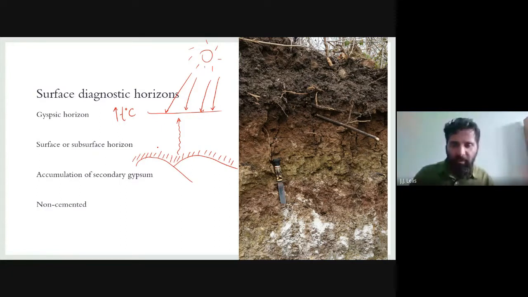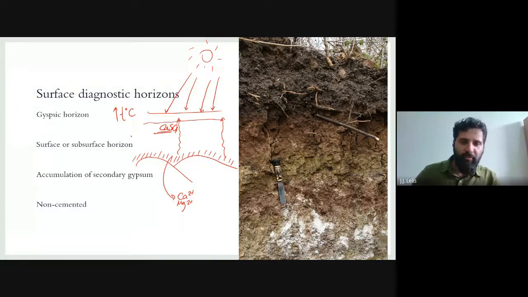And this water brings these elements, this calcium, magnesium, and other elements from the subsurface to the surface. And when water starts to evaporate, starts to change its phase, we now have a concentration of calcium sulfate in the soil. So we start to create a layer with a lot of sulfate and calcium.